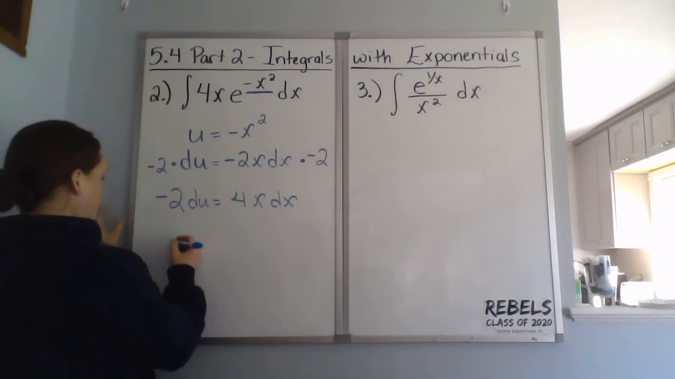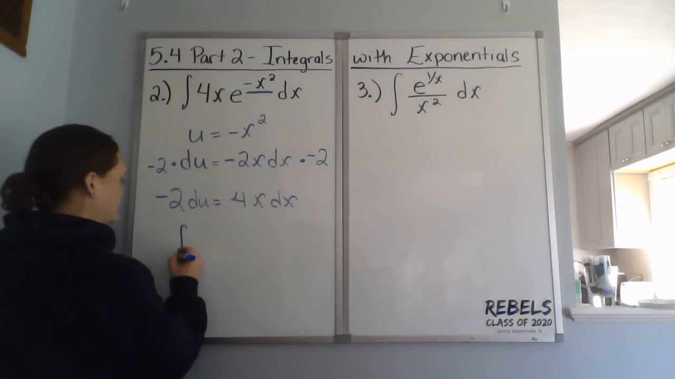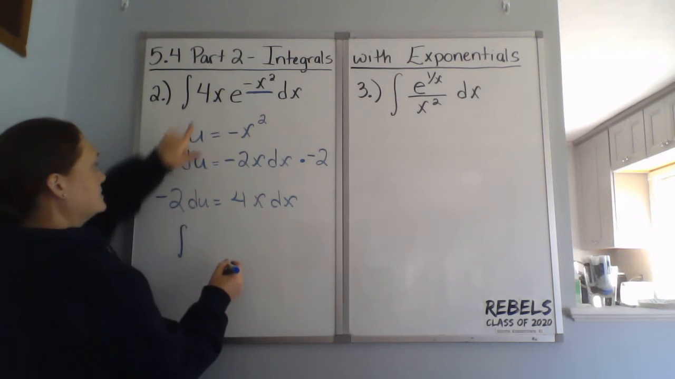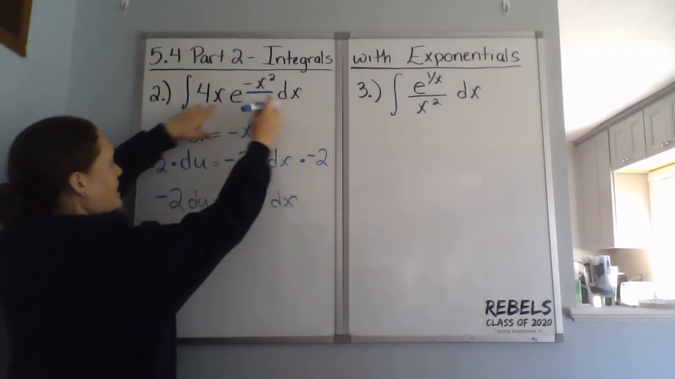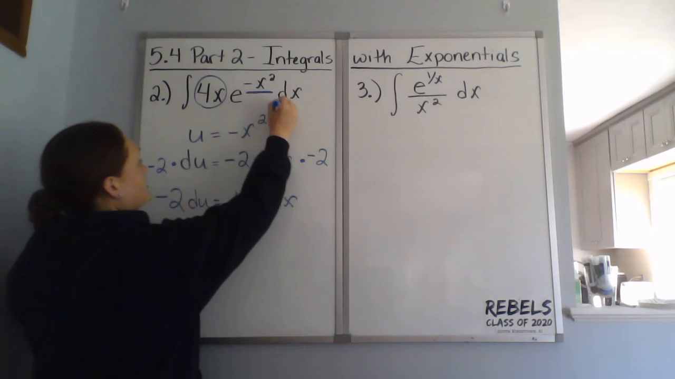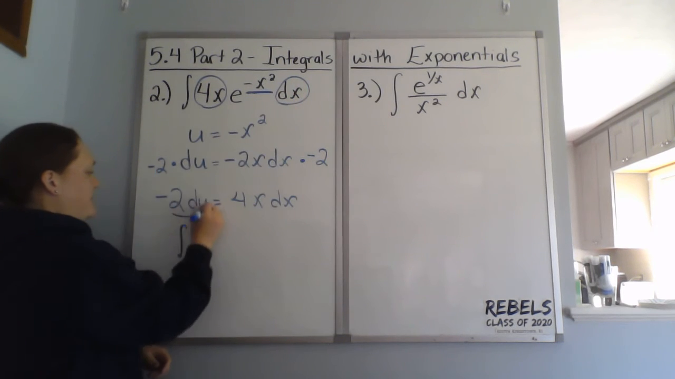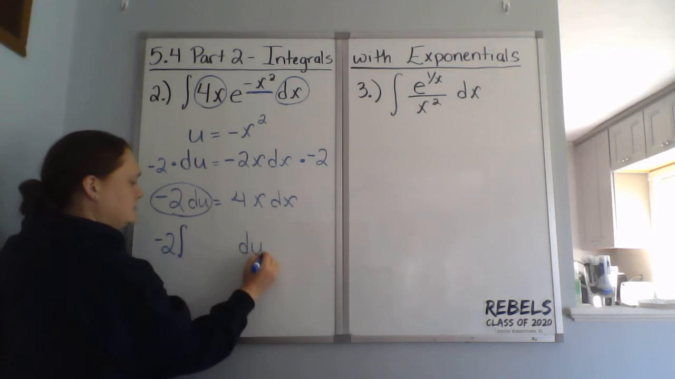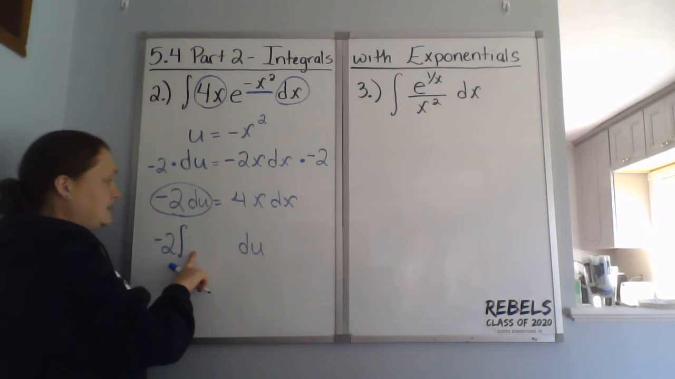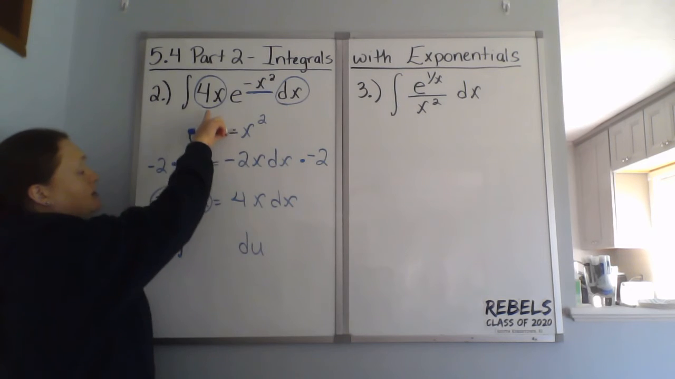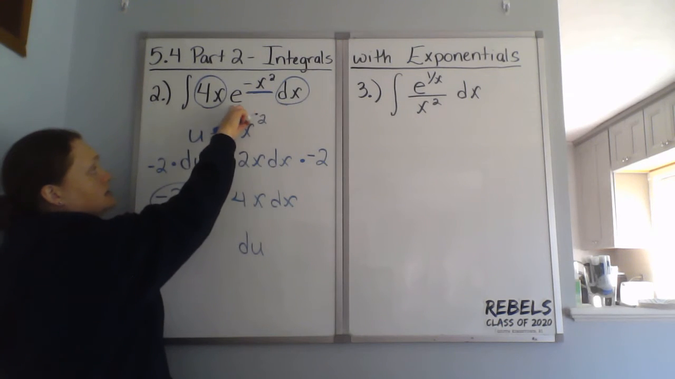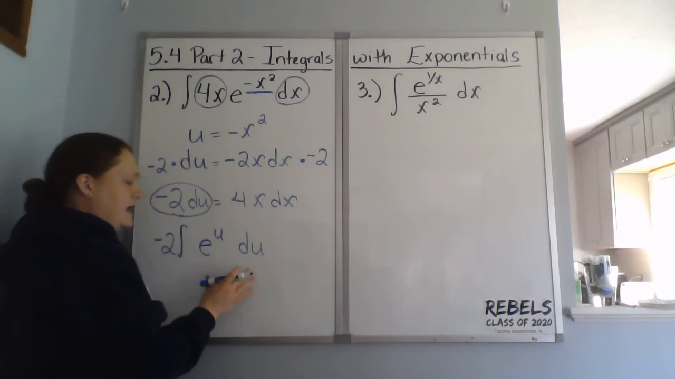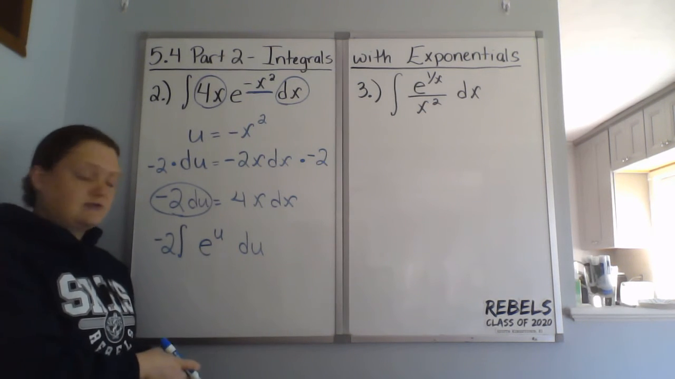Now when I go to rewrite this, I'm going to have my integral sign. Negative 2 du is going to replace the 4x and the dx. So this and this both get replaced by this. I'm going to put the negative 2 out in front and the du at the end. Again, you can put the coefficient inside if you prefer. The only thing left that I haven't replaced is this, and this is e to the u power. So now I have e to the u, and now I match the second half of that definition.